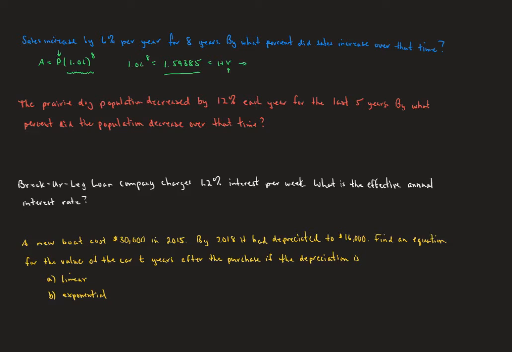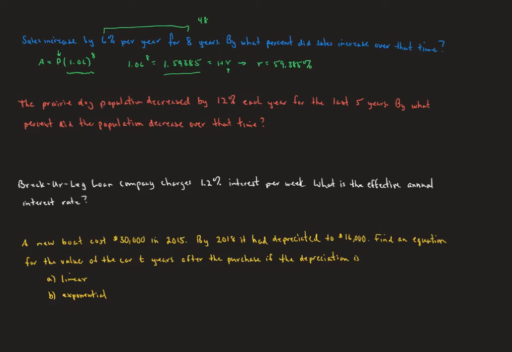So that means if we subtract off the 1, we get 0.59385. So that means this increased by 59.385% over that 8-year period. Notice that's significantly more than just taking 6 times 8, which would have implied that we would have gotten a 48% increase. But that's the power of the compounding.